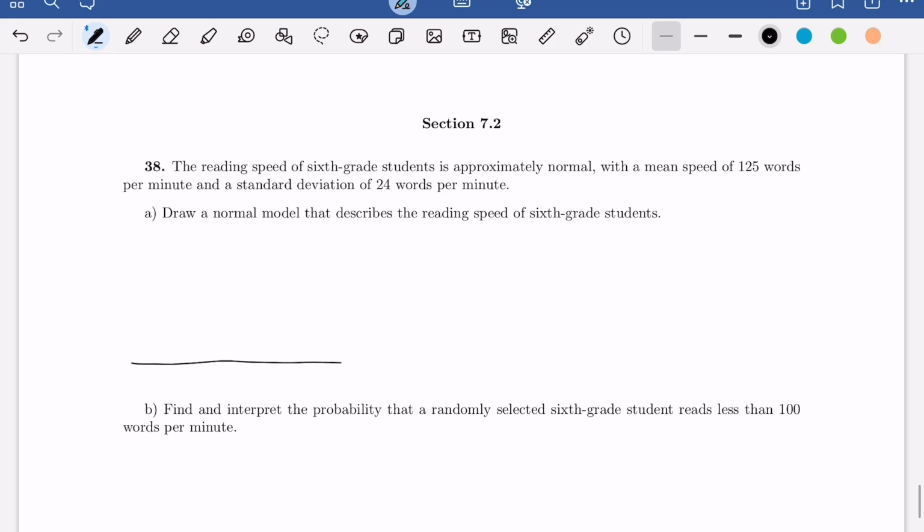We're going to have a normal model with our random variable x here. So we're going to have this normal curve. There we go. In this normal model, our mean is going to be 125 words per minute, and we need to find the inflection points. So one standard deviation to the left of this mean here, and then one standard deviation to the right.